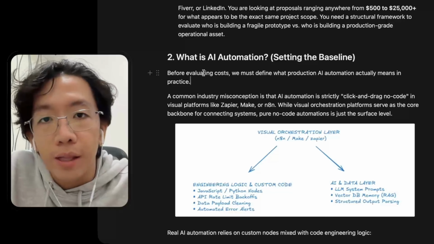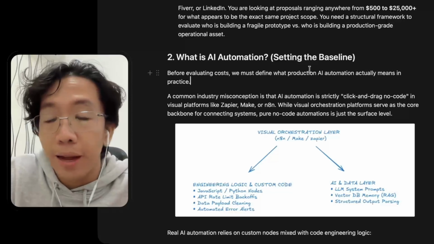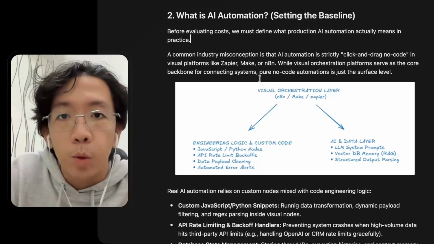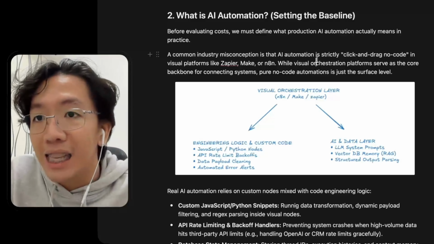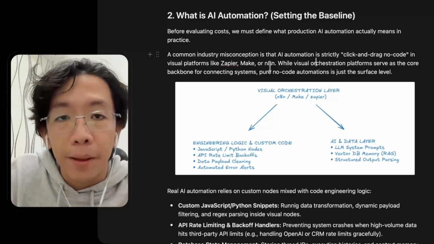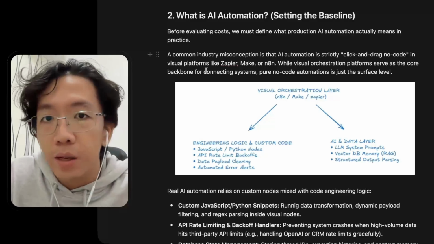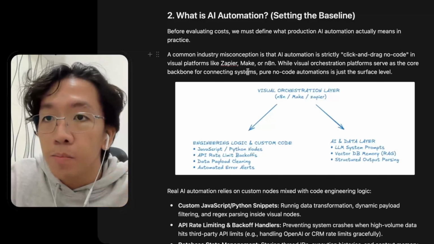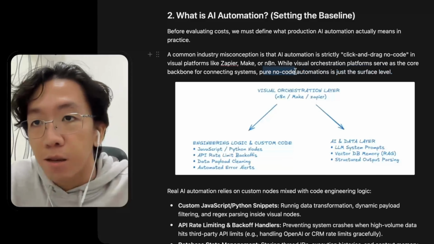So before evaluating costs, we must first define what production AI automation actually means in practice. A common industry misconception is that AI automation is strictly click and drag, no code, in visual platforms like Zapier, Make, or n8n. While these platforms serve as the core backbone for connecting systems, software, and APIs, pure no-code automation is just the surface level.